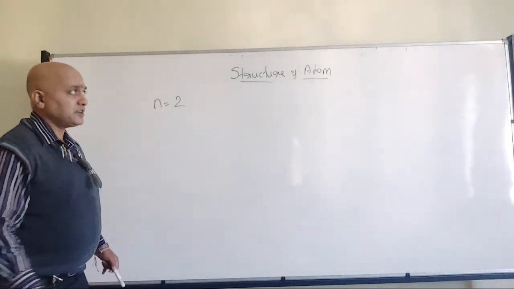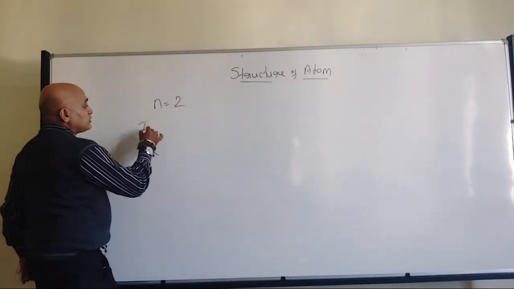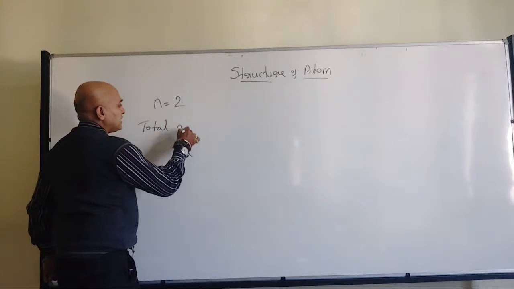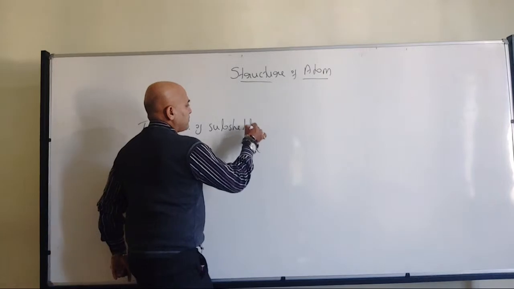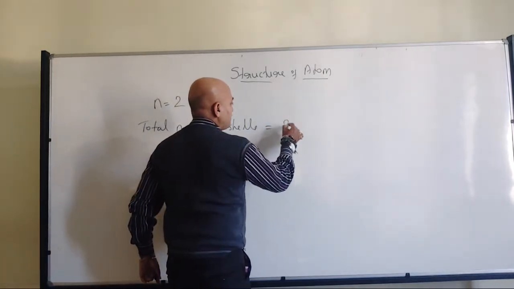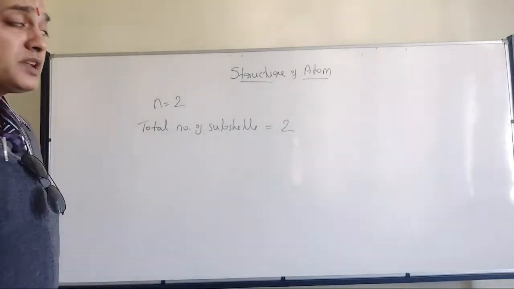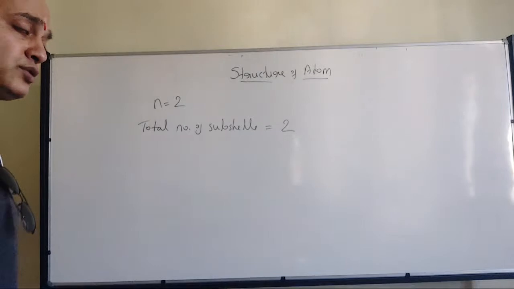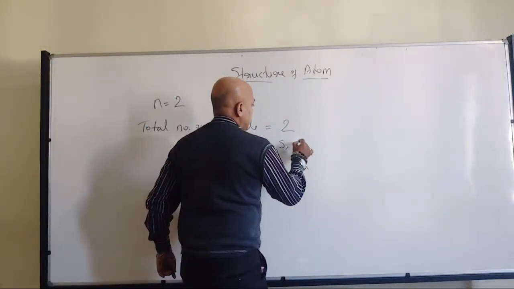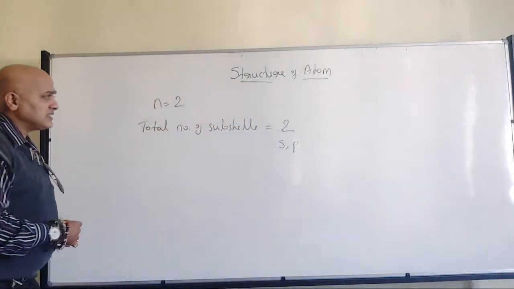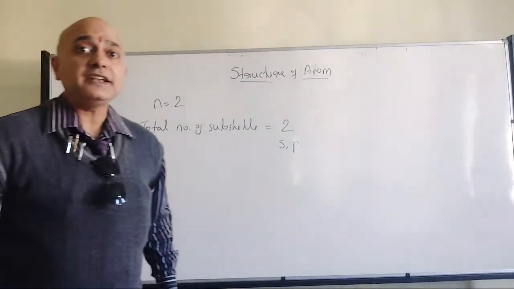If you have any doubts, let me know. So energy level will be 2. That means total number of subshells will be equal to 2, because we are dealing with energy level 2. Which is that? That is nothing but S and P. Those subshells will be S and P.